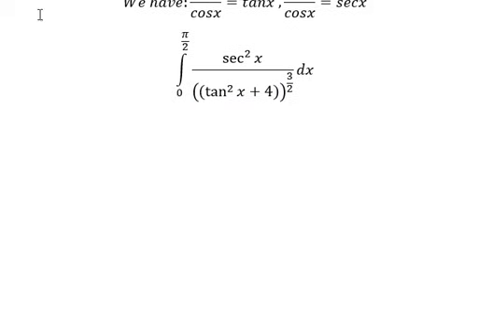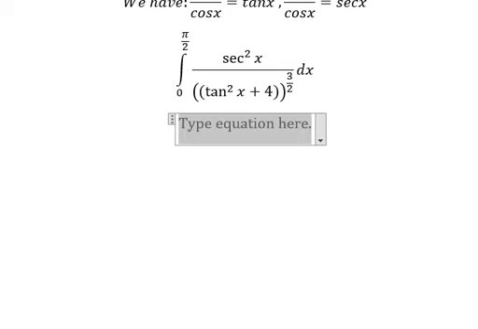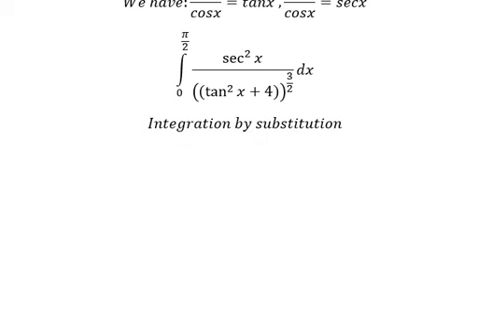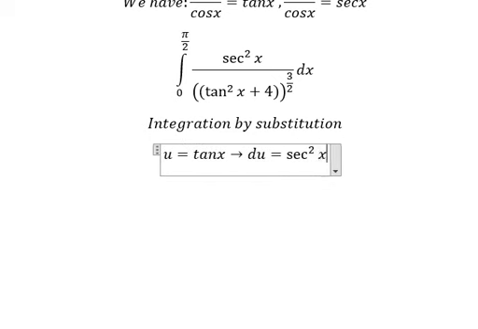Now we can use integration by substitution. So I will put u equals tan x. Later, we need to first take the derivative of both sides, and we have du equals secant of x squared dx.